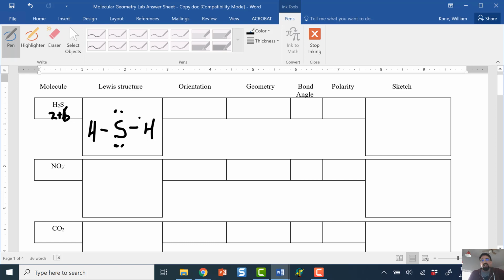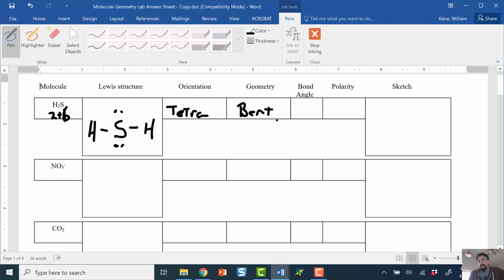If we add in all 8 of the valence electrons, we wind up seeing that this would be tetrahedral as far as the orientation is concerned, because there are 4 electron domains. There's the lone pair on the top, the lone pair on the bottom, the bonded pair on the left, and the bonded pair on the right. That's a total of 4 domains. Now, those 4 domains give us a geometry. Since 2 of them are bonded pairs and 2 of them are lone pairs, that gives us a geometry of bent.